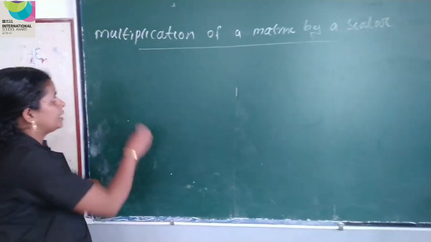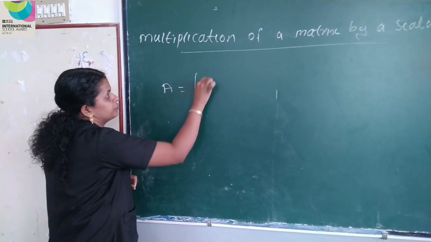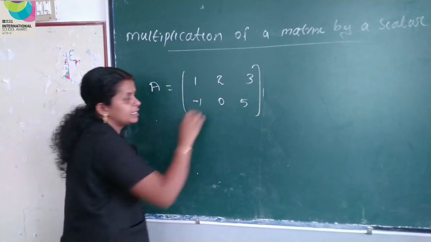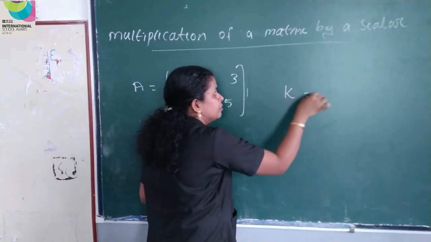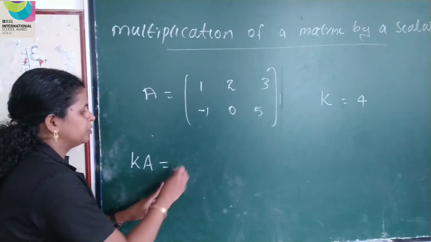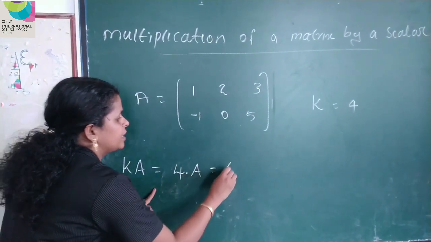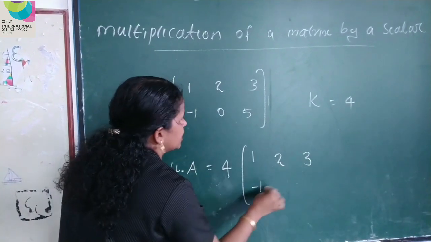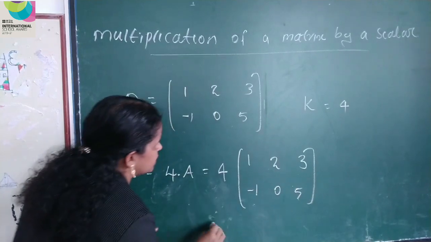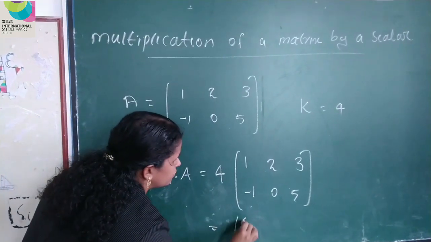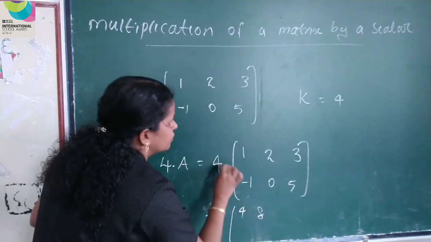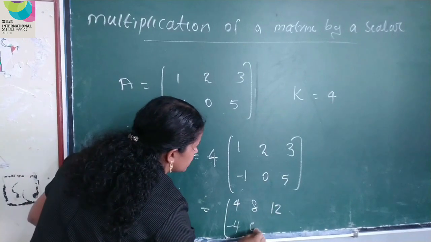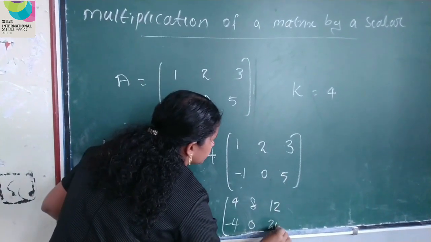That means, A equal to [1, 2, 3; minus 1, 0, 5]. We consider the scalar K equal to 4. Then K into A, that means 4 into matrix A, which is 4 into [1, 2, 3; minus 1, 0, 5], which is equal to [4 into 1, 4; 4 into 2, 8; 4 into 3, 12; 4 into minus 1, minus 4; 4 into 0, 0; 4 into 5, 20].